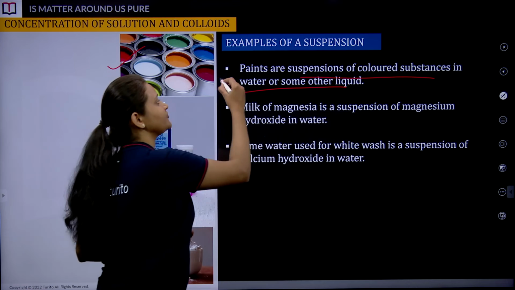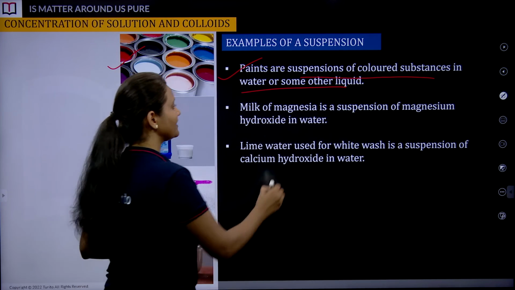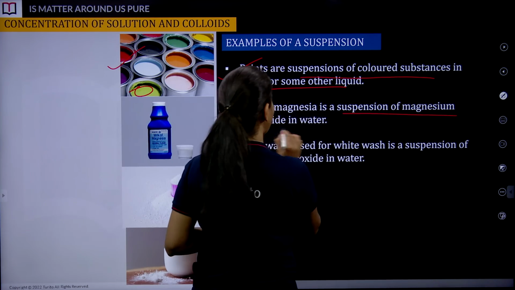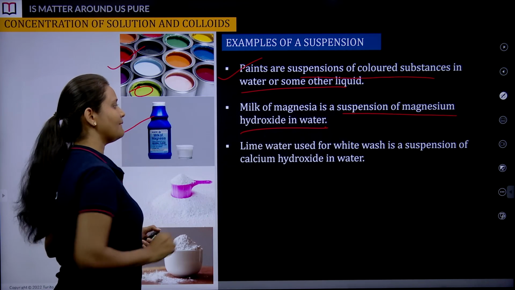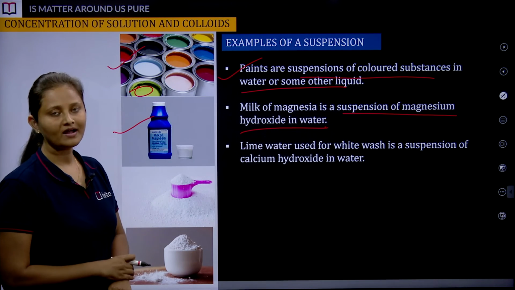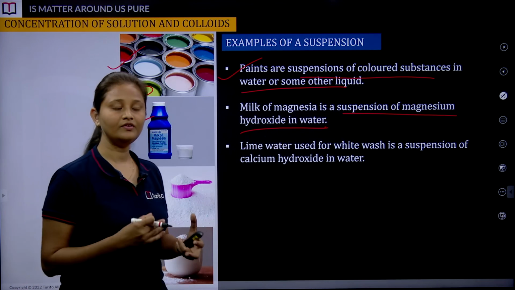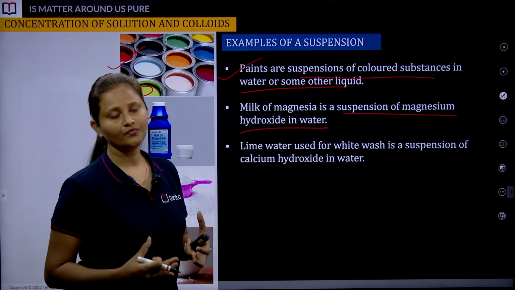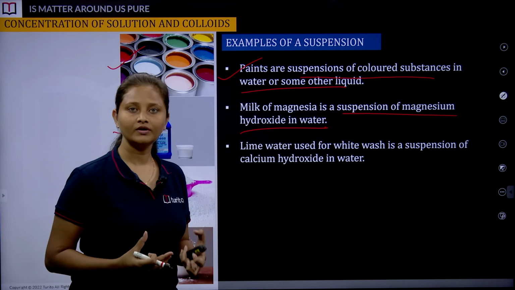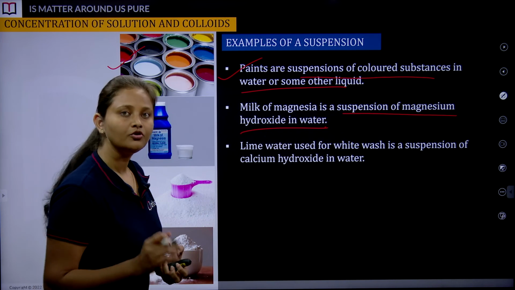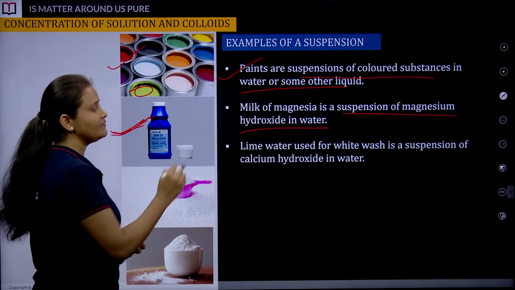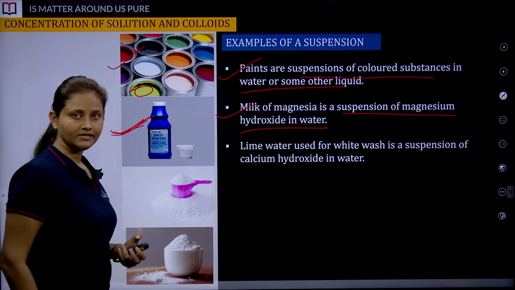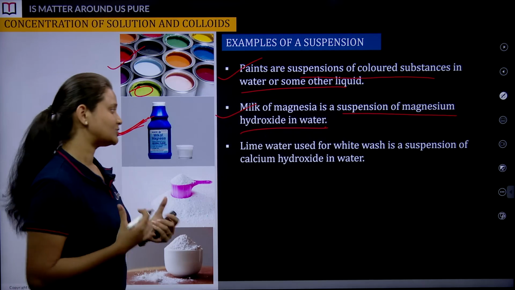It's a suspension, right? Milk of magnesia is a suspension of magnesium hydroxide in water. It is also one of the examples. Milk of magnesia is a base. When we feel indigestion because of excess hydrochloric acid in our stomach, to neutralize that we have milk of magnesia, which is a base, and also an example of suspension.